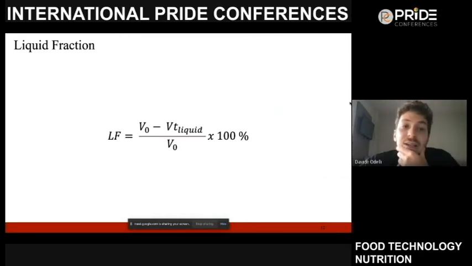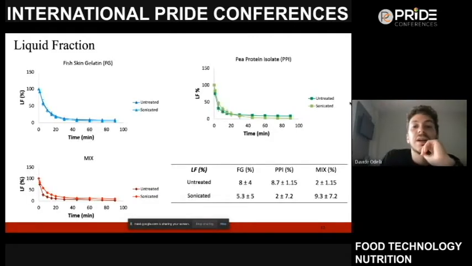The third and last equation considered is the liquid fraction, which considers the water trapped in the foam, and therefore gives us an idea of the ability of the proteins to retain this water and stabilize the overall system. Here it is described as the initial volume of the solution minus the volume of the drainage liquid, over the volume of the initial solution, in percentage. And here are the results.